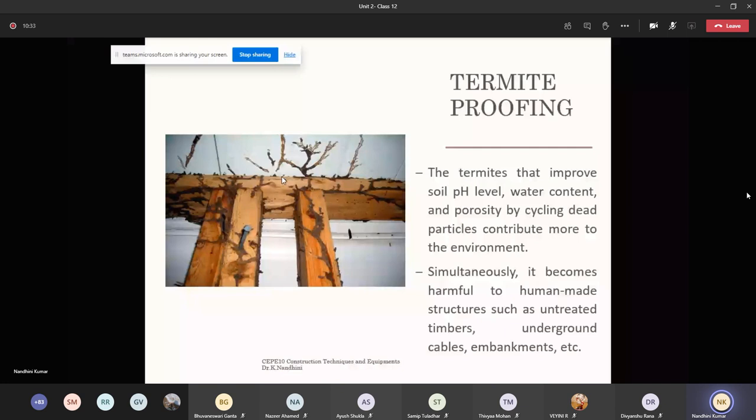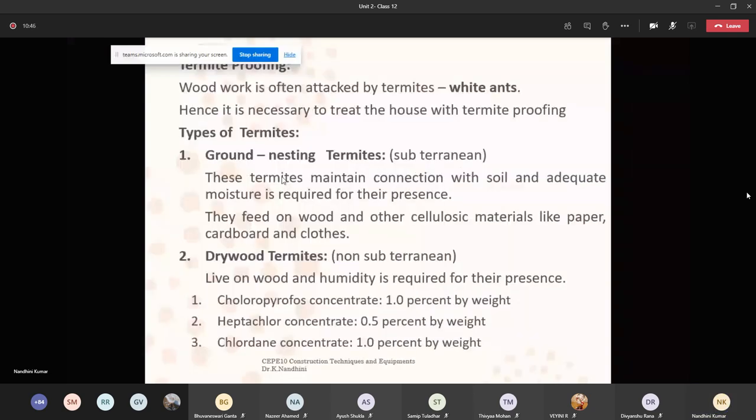We saw about what is termite proofing yesterday. Like what termites are, why the termites are attacking, how they are attacking, we saw. We'll see how to overcome this termite attack in today's class. Termite proofing.